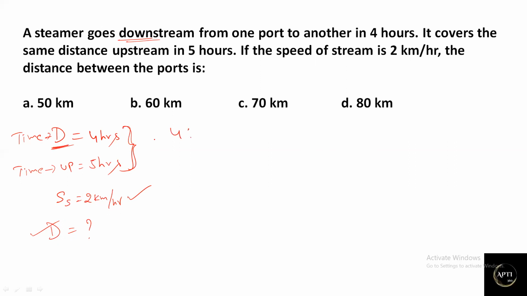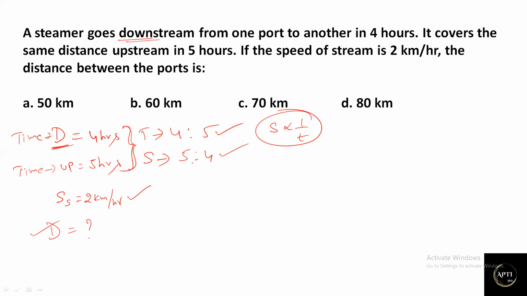What is the ratio? 4 is to 5. This is the time for downstream and upstream. Can you tell me the speeds are in the ratio 5 is to 4? If time is in the ratio 4 is to 5, for sure speeds will be in the ratio 5 is to 4. Why? Speed is inversely proportional to time. We have discussed this point already.